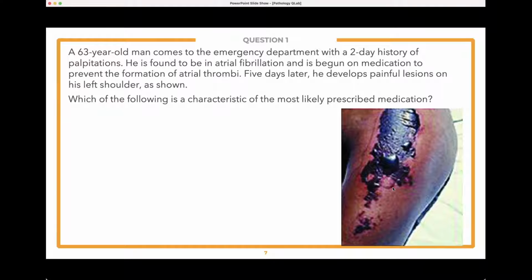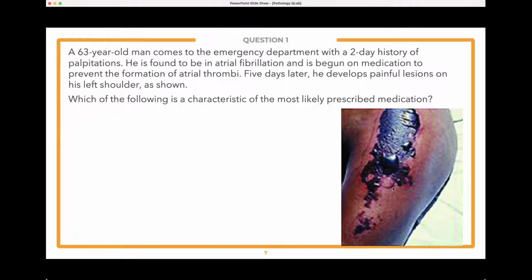So we ask you to read that lead-in first. The lead-in is the actual question part of a USMLE item. So in this case, the lead-in is: which of the following is a characteristic of the most likely prescribed medication? We ask you to read that question, look at it, and think about what kind of information you might be looking for. So you know that there's a medication involved, and that you're going to be looking for some clues that are going to help you solve it.